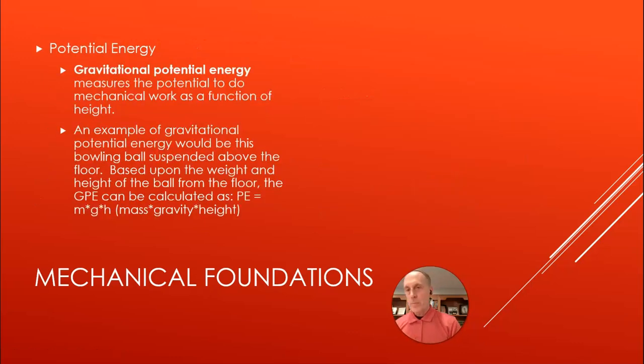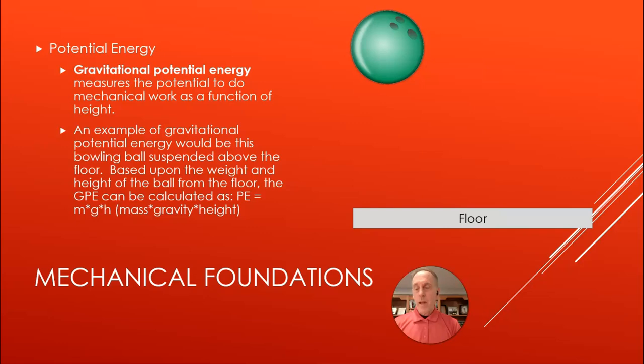So for potential energy, we have gravitational potential energy, and it measures the potential to do mechanical work as a function of height. And if we look at a bowling ball floating up here in the air, we have this gravitational potential energy in the bowling ball that's suspended above the floor. We do not know the full amount of potential energy. We know it's a bowling ball and perhaps it's 10 pounds. We have those two main details, but we don't know how high it is up from the floor. And that kind of matters, right?